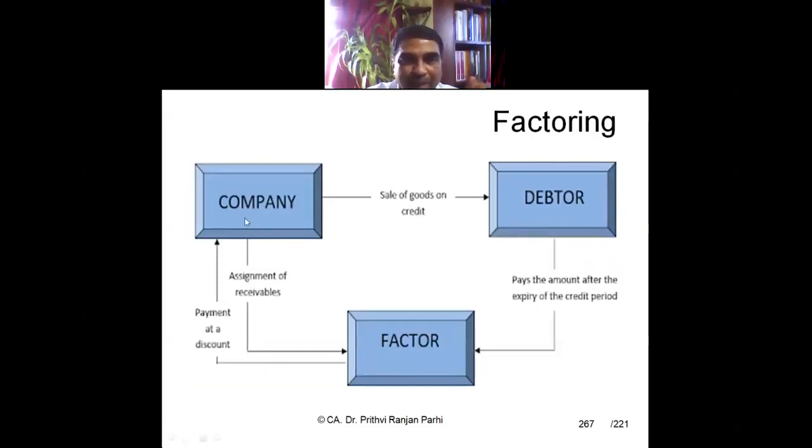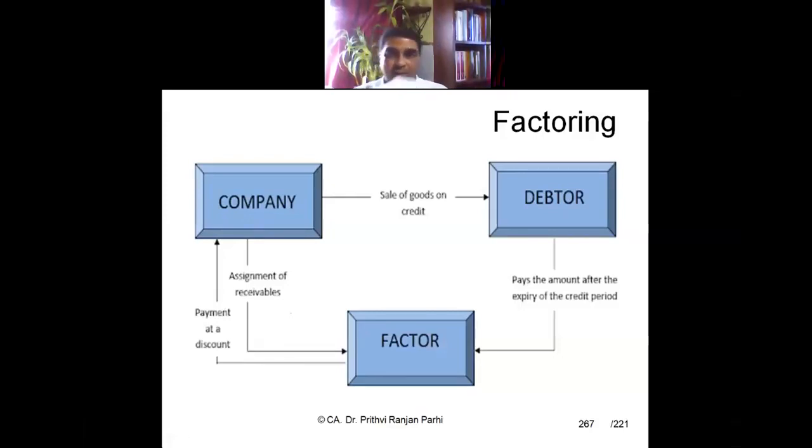But here what will happen? The company has sold, so in the company's balance sheet there will be a debtor balance, a receivable. These receivables are assigned to a factor. That means the factor has purchased those receivables. What will the factor pay? The factor will pay a discounted amount. Suppose this amount was 100, the factor may pay 90.